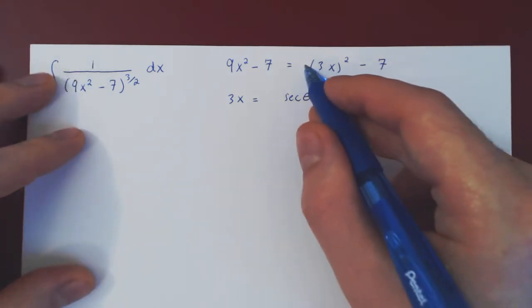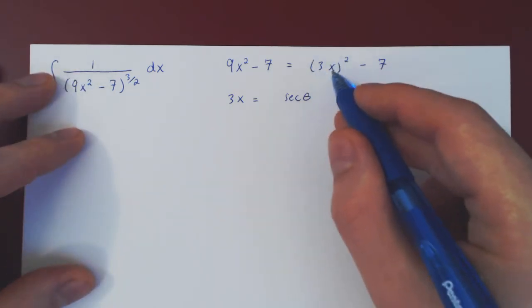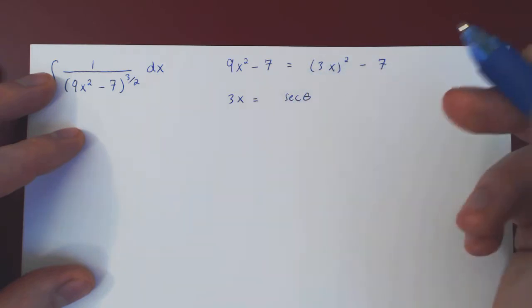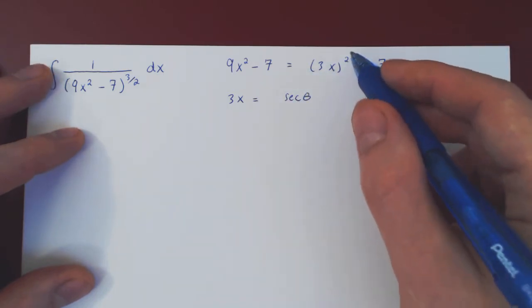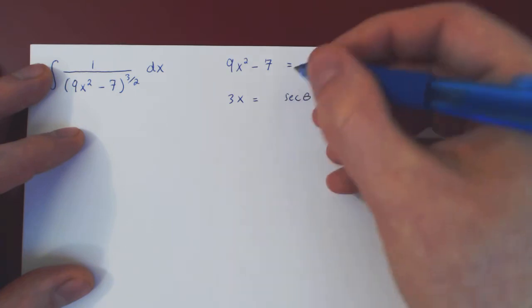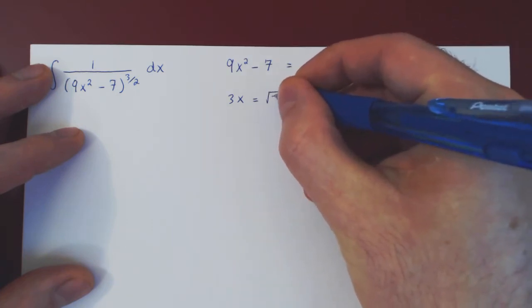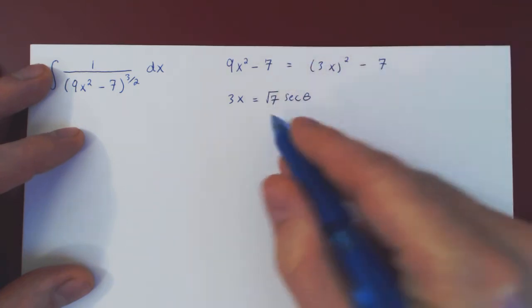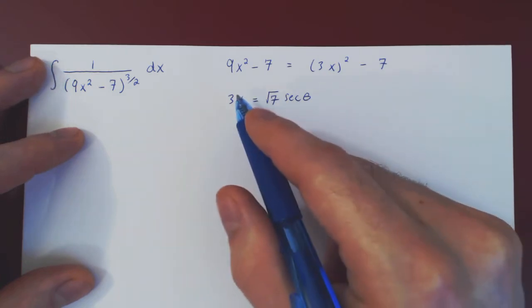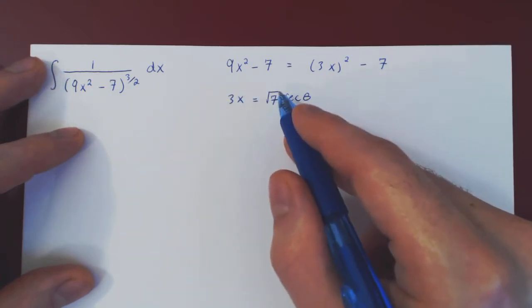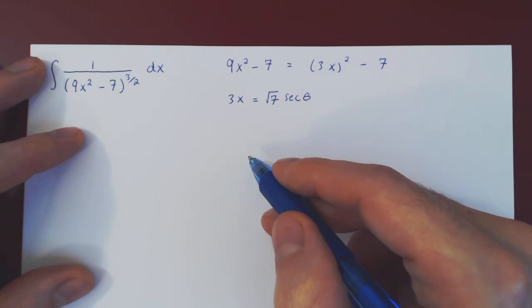Well, if there was a multiple of 7 coming out of the square, I could factor it and things would work out. So what squared will give me 7? Of course, that is the square root of 7. And now we have the proper substitution. We are replacing 3x by root of 7 secant of theta.